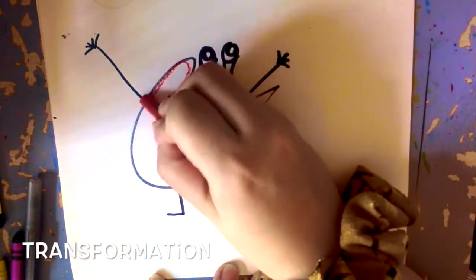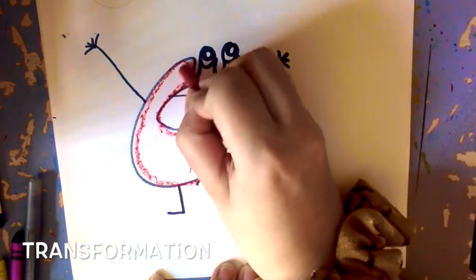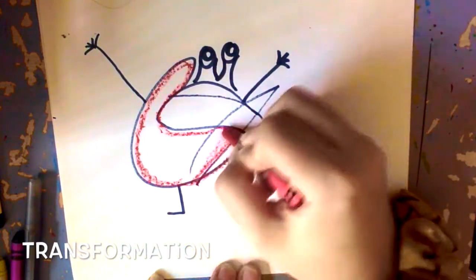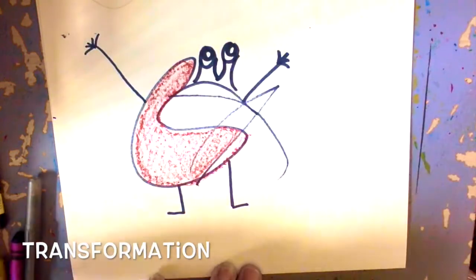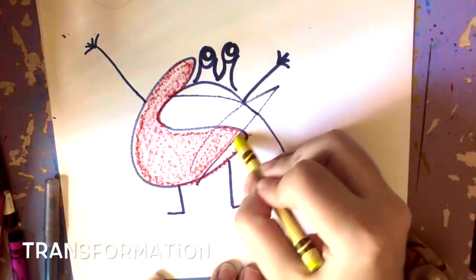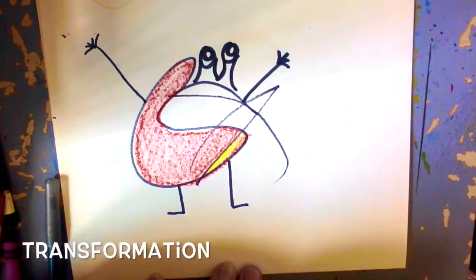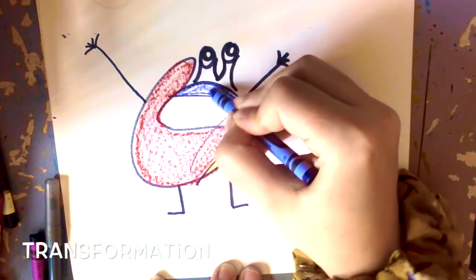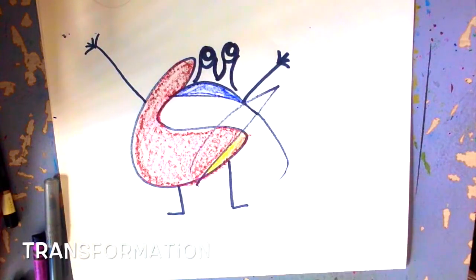So I think I'll trace this big shape first. And then I'll carefully color it in, staying inside of my lines. Let's try it again in another area. If you want, you can even find a place to add teeth. It's up to you.